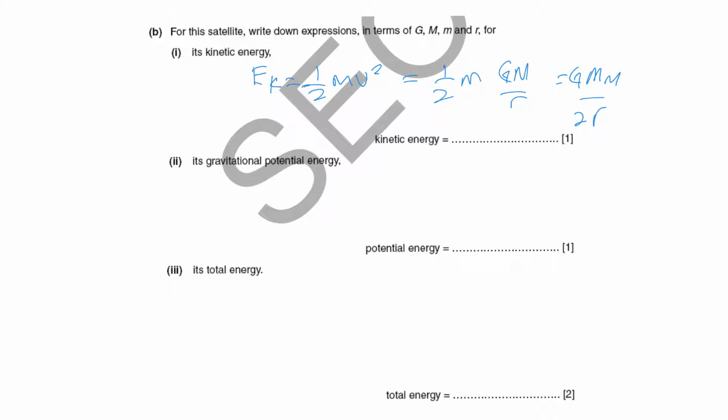Now as for the gravitational potential energy, you can straight away use from your memory, the one you're supposed to have remembered. So gravitational potential energy is negative GM over r. So don't forget the negative, because all GPE values are negative.